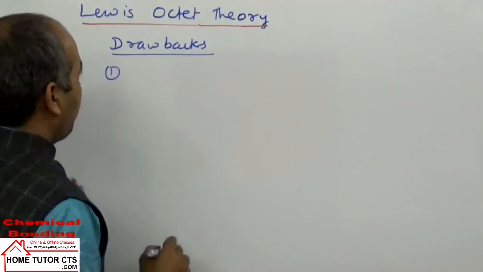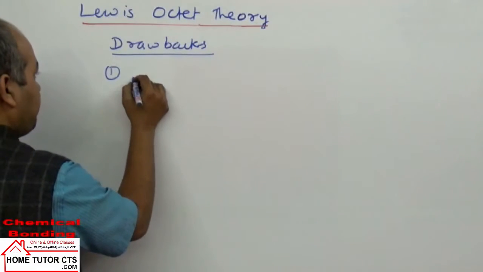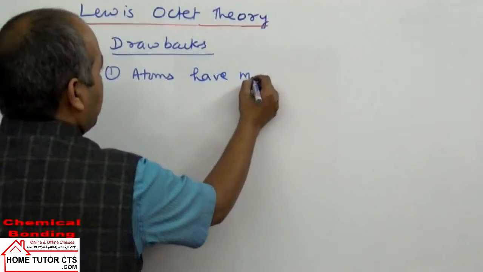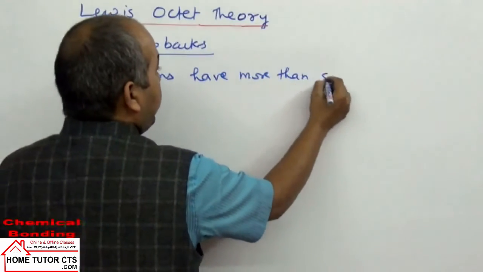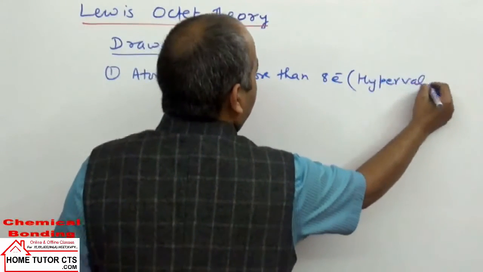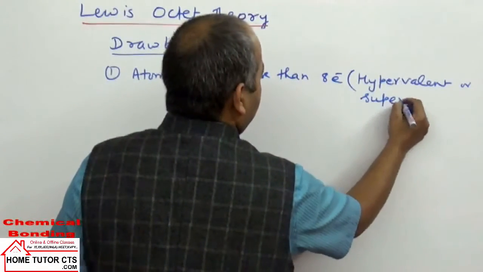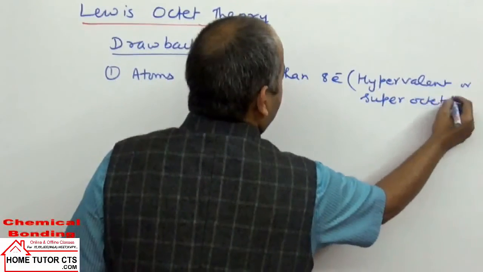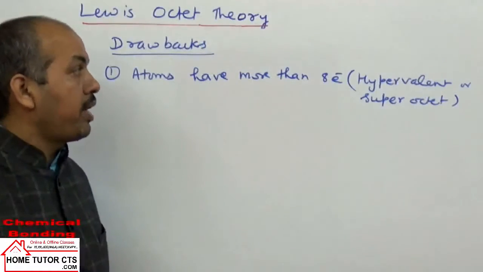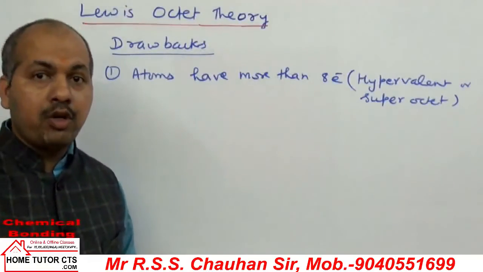So what are the drawbacks? We can have several examples where atoms have more than 8 electrons. We call them hypervalent or having superoctet. We can have several molecules in which the central atom can have more than 8 electrons.